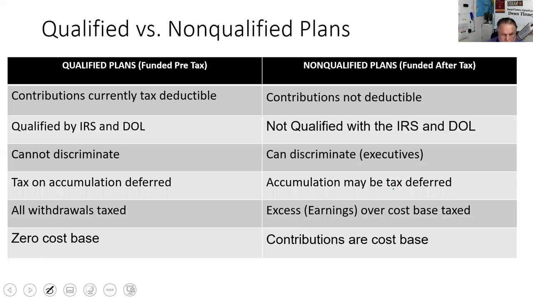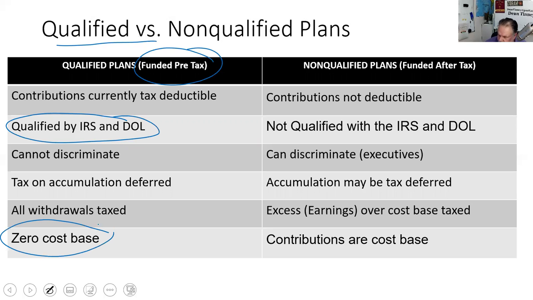Very important. This is very, very important. And so whenever you hear the word qualified, that means you're using pre-tax money and you have a zero cost base. So everything coming out is going to be taxable. You've met the qualifications of the IRS and the Department of Labor. And one of the qualifications for a qualified plan under the IRS and the Department of Labor is that you can't discriminate. So, if it's a 401k, for example, everybody's 401k is going to look exactly alike.